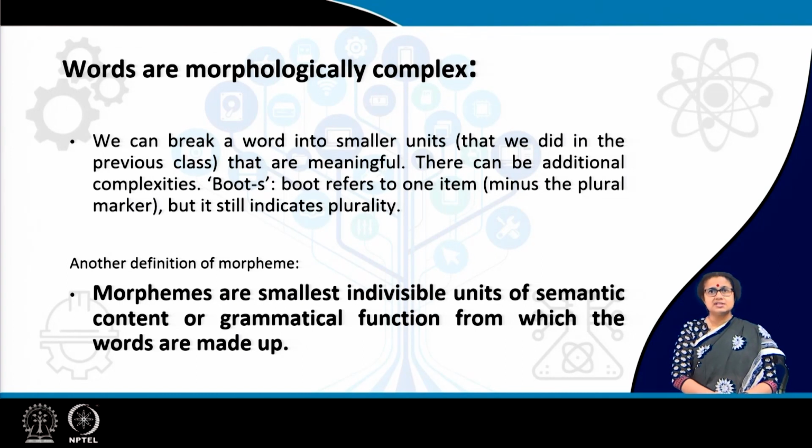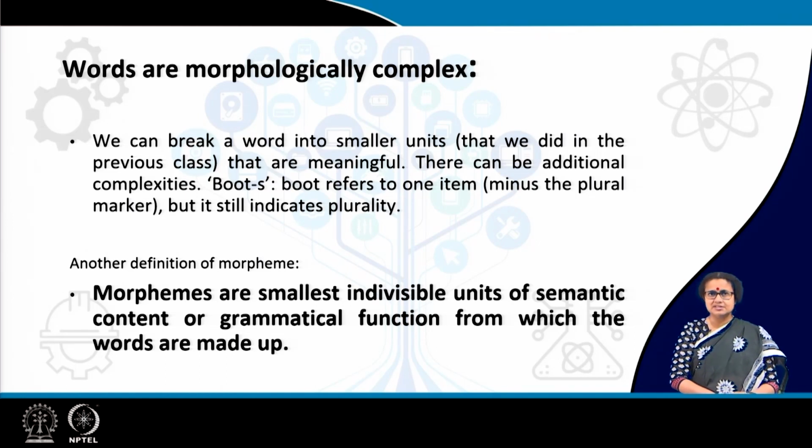You can say that words are morphologically complex. I have given one example and let us see why it is often said that words are morphologically complex. We know we can break a word into smaller units. We were actually doing that in the last class. I asked you to break some words and also create your own set of examples for breaking them into smaller parts. So, we can break words into smaller units that are meaningful. If you remember the definition of morpheme, we will be again discussing that in today's class. So, small meaningful units, but there can be additional complexities.